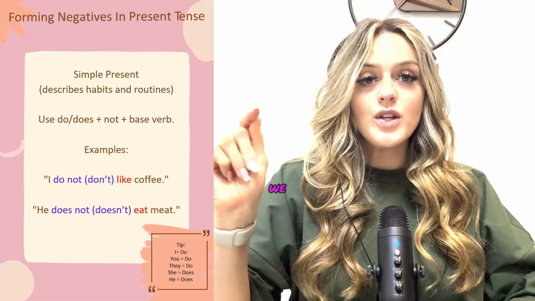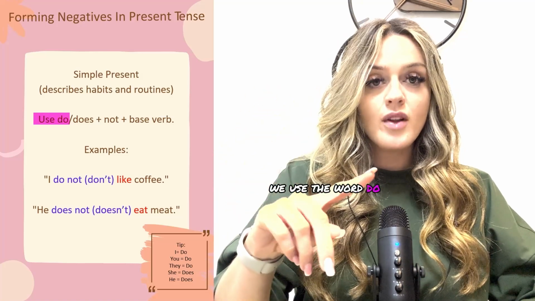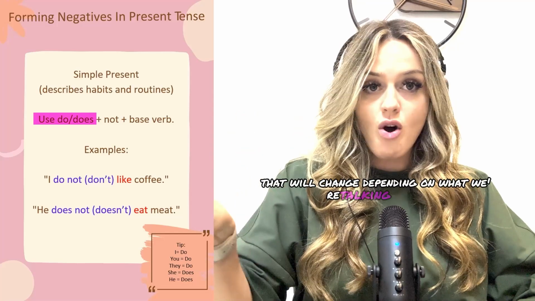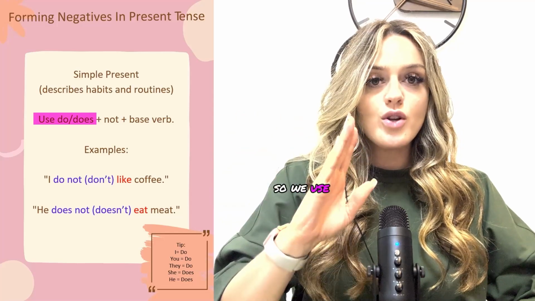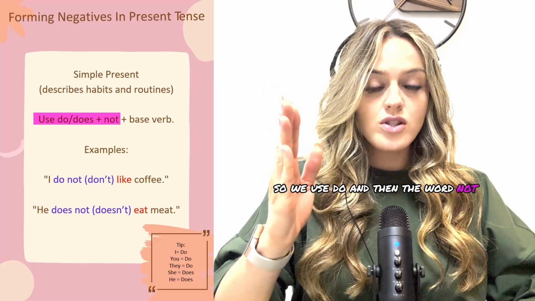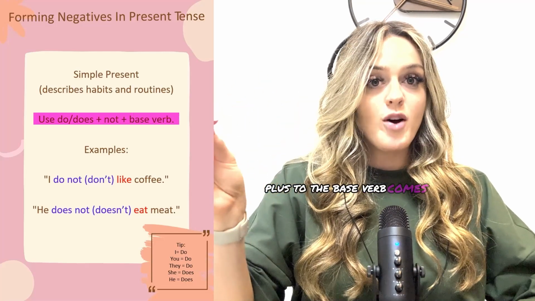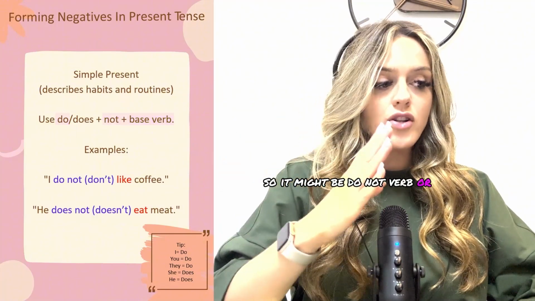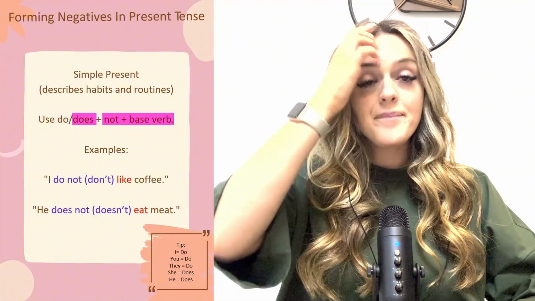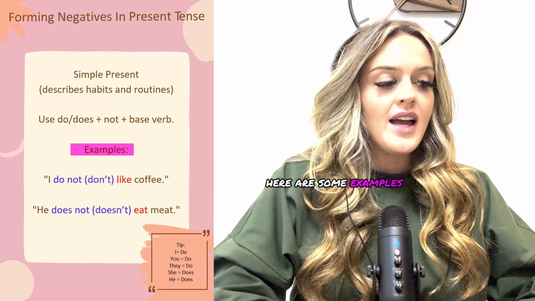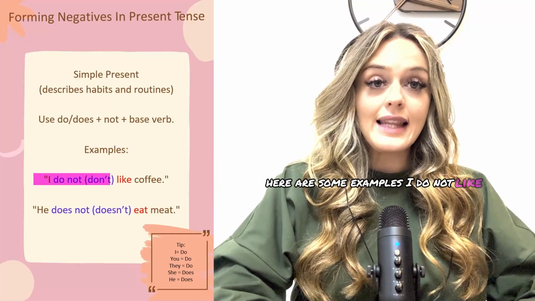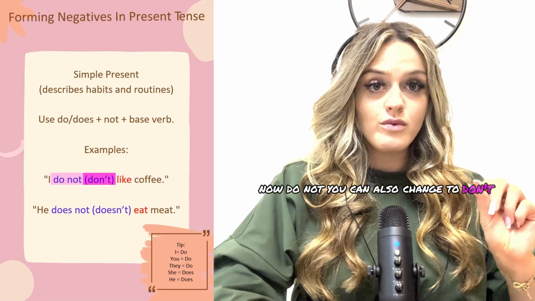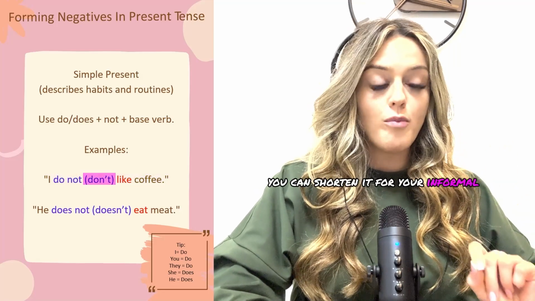To do this, we use the word do or the word does. Now, that will change depending on what we're talking about. So we use do and then the word not plus the base verb comes at the end. So it might be do not verb or does not verb. Here are some examples. I do not like coffee. Now, do not, you can also change to don't. You can shorten it for your informal language.